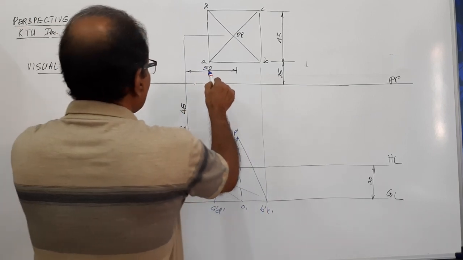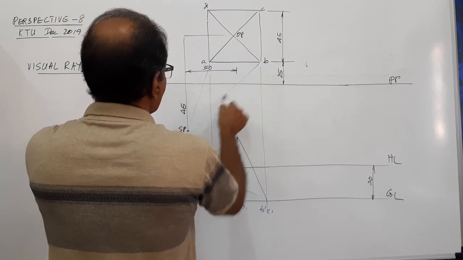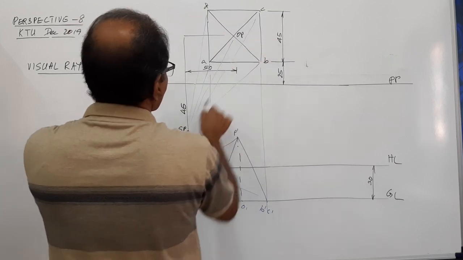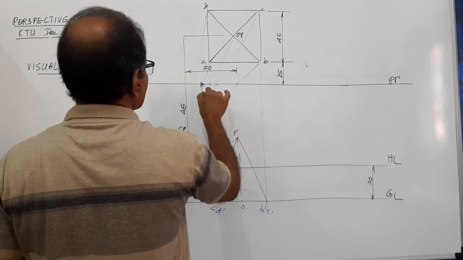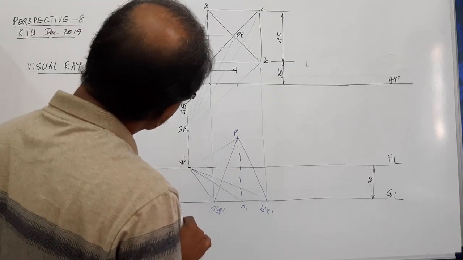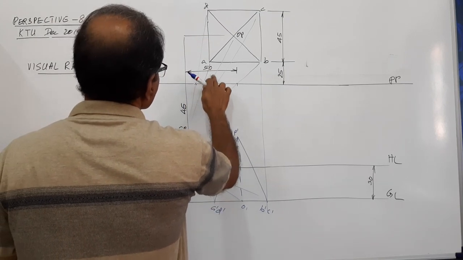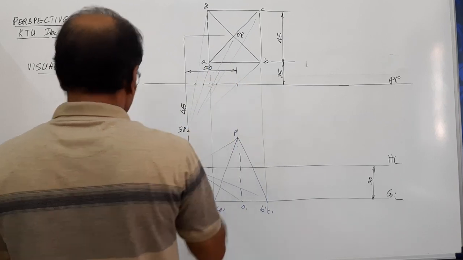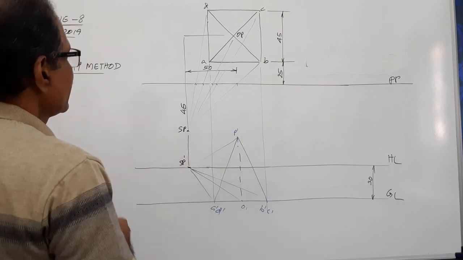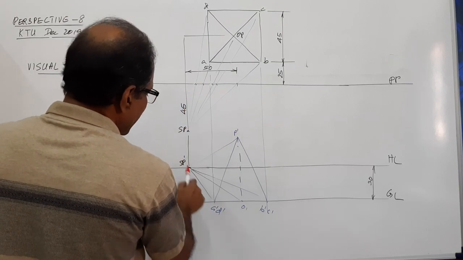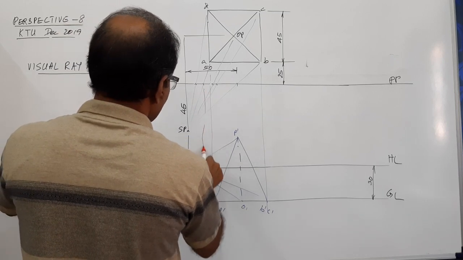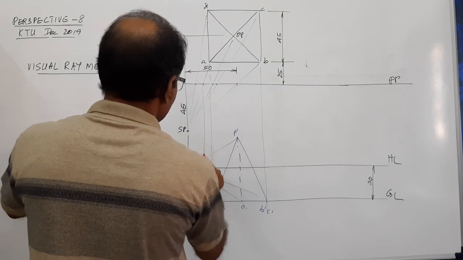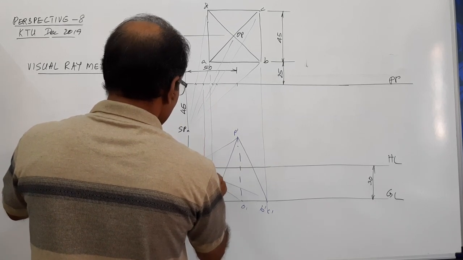Join all the points of the plan to SP. You get intercepts. Now what? The intercept of A is dropped to A dash SP dash. Let us see. Since I am drawing freehand, there can be shift.